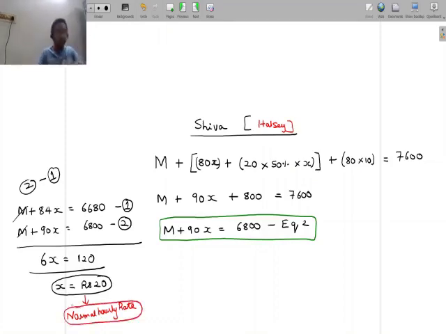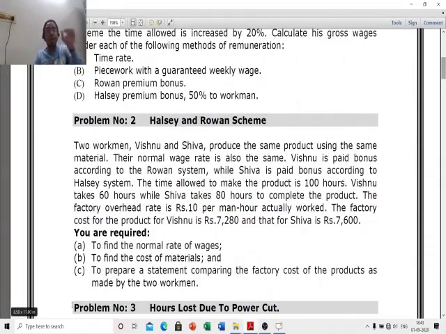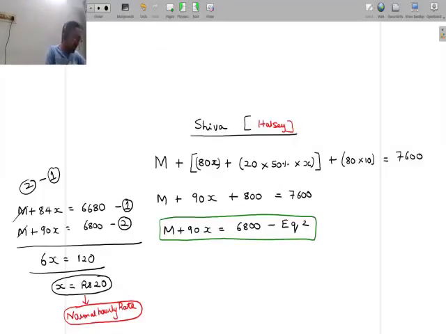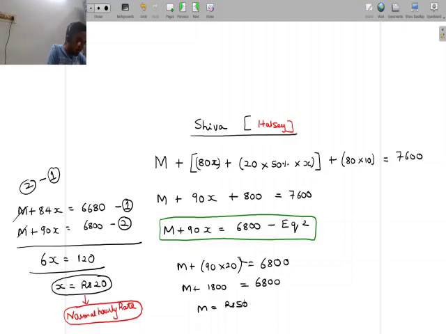Now I'll go to the second part of the question, to find the cost of materials. So it's very simple. M is what we are supposed to be finding out. Let's substitute in equation 2 itself. M plus 90 into 20 is 1,800, which is equivalent to 6,800. So M is going to give me rupees 5,000. M is basically rupees 5,000. So what is M? M is the material cost. Let me write that here. So we have answered two parts of the question.